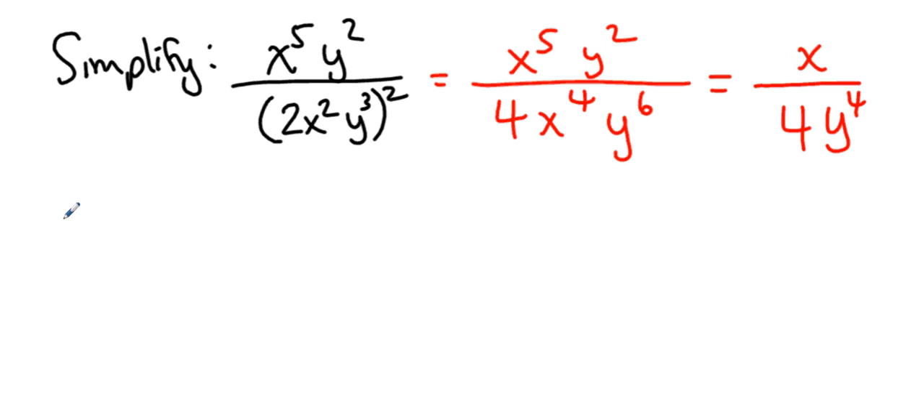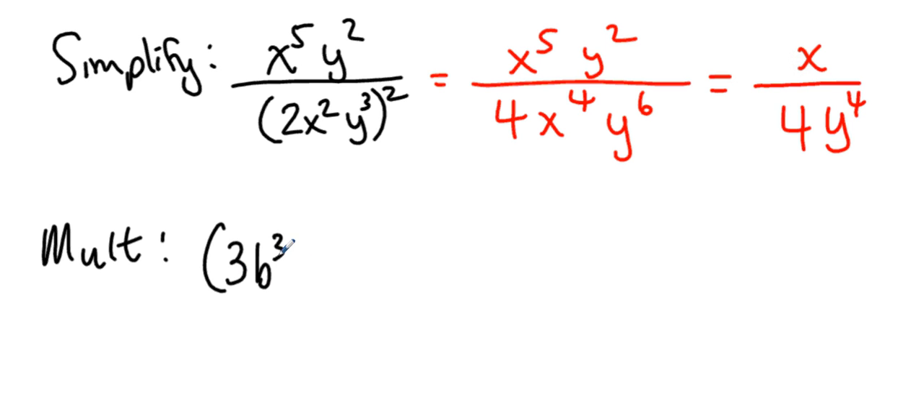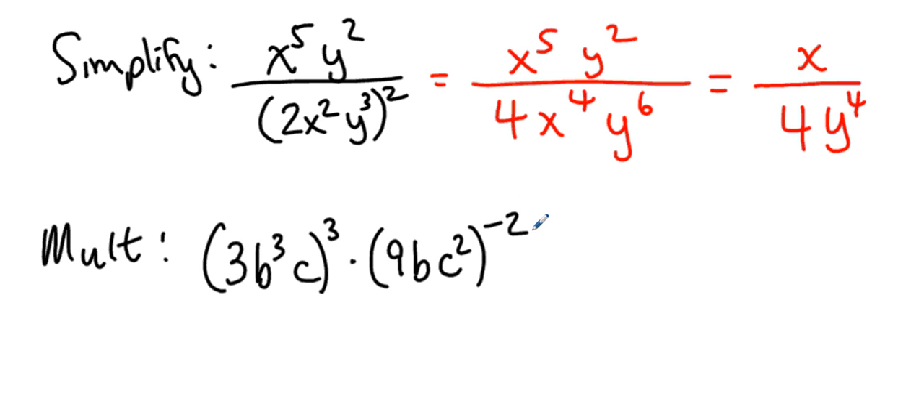Similarly, if I were to say, let's multiply (3b³c)³ times (9bc²)^(-2).